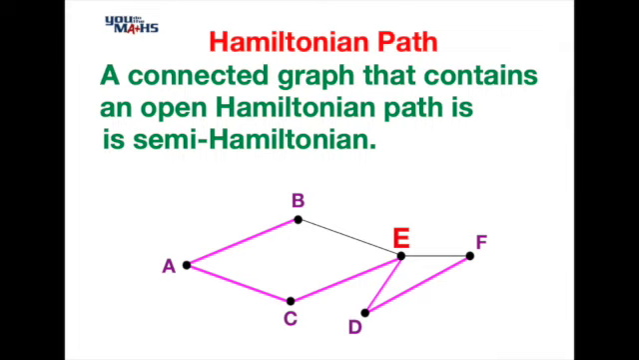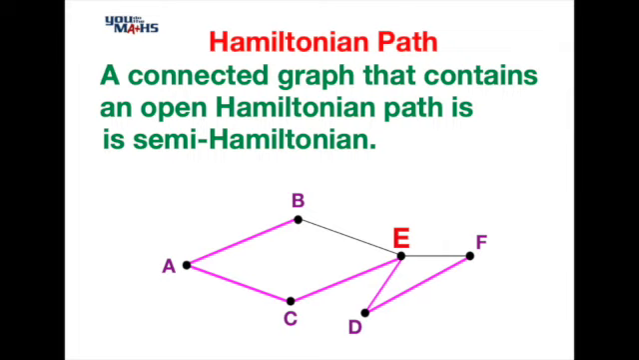You'll notice there that that's a point where the graph in effect is separated into two parts. So if we were to start at either D or F and travel through E, to come back again we'd have to travel through E again. Likewise, if we started at A, B or C, we'd have to travel through E again to get back. So vertex E indicates that at best this particular graph is semi-Hamiltonian.